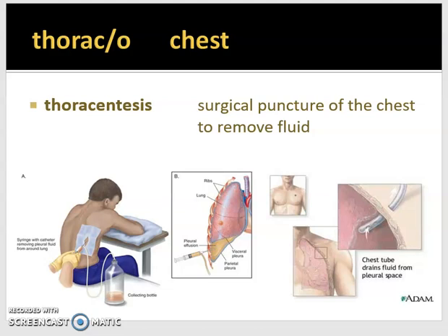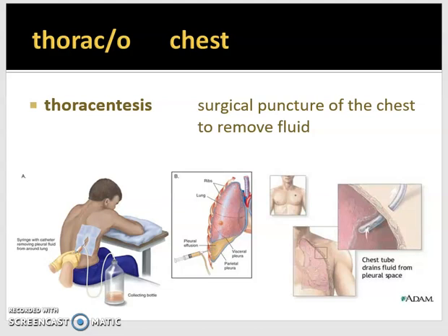So I know you've seen it as a suffix. Now you see it as a combining form. Thoracentesis is a surgical puncture of the chest to remove fluid. So in this case, and I've seen it, as I said, I've participated and assisted a few times in this procedure. They go in through the bottom of the lung fields.